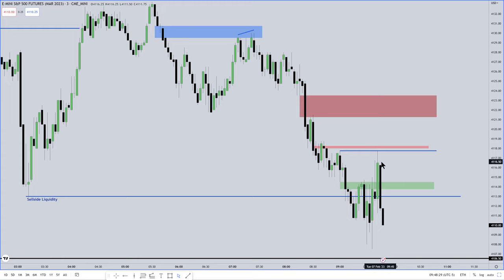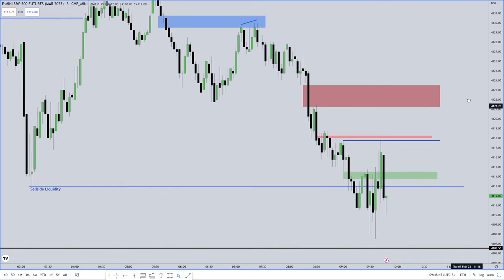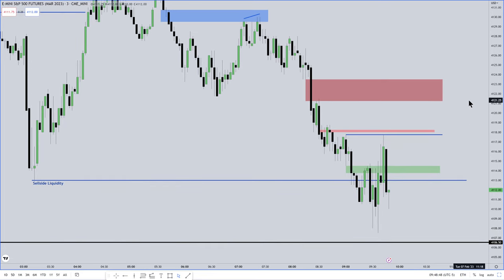Relative equal highs. They're very clean. I like the idea if it can run one more time below that low, hit that 4106.50, maybe even pierce 4106.50. And then if it rejects that, these levels here I think are much more significant. Right now, there's still a lot of uncertainty there.